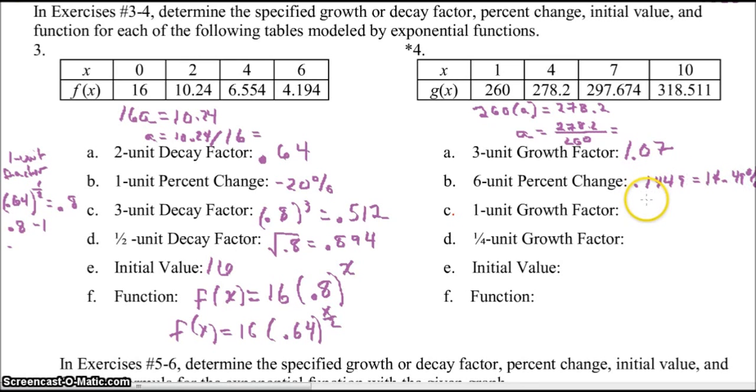Let's do this another way. First, let's find the 1 unit growth factor, which we can find by taking the cube root of 1.07, or 1.07 to the 1/3. And I get 1.023.